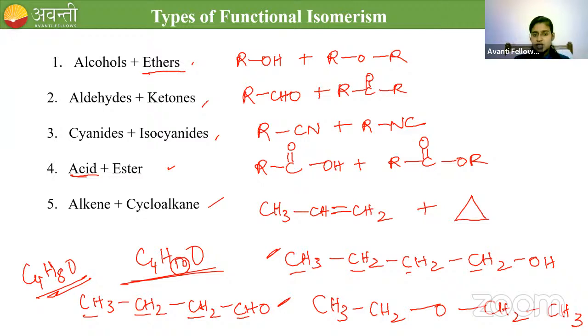Okay. So without making any confusion or going into a confused state, you better memorize the types or the pairs which I am giving you here in this slide, so that it will be easy for you to find out the second isomer from the first. Is it clear? I will discuss one example under each type. Don't worry. Is it clear up to this? Alcohol ether, aldehyde ketone, cyanide isocyanide, acid ester, alkene and cycloalkane. So just memorize these 5 types and understand.